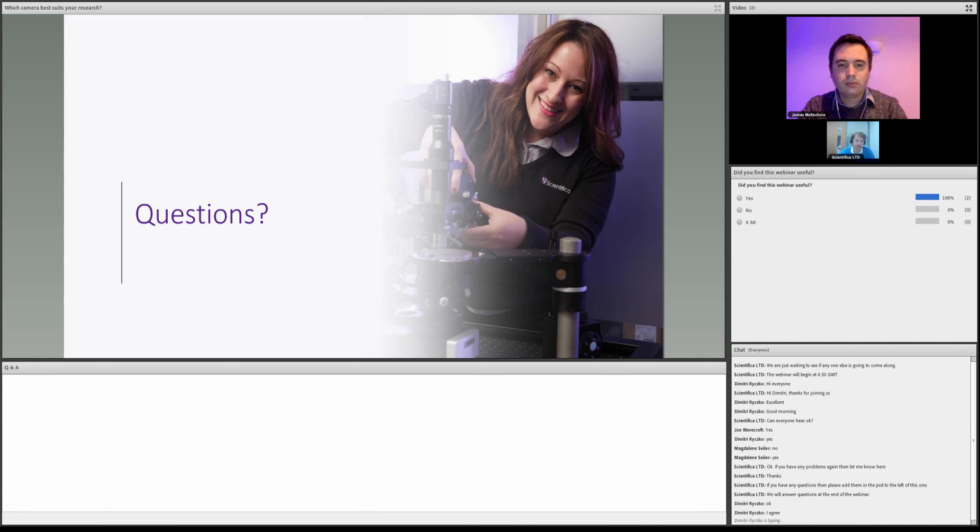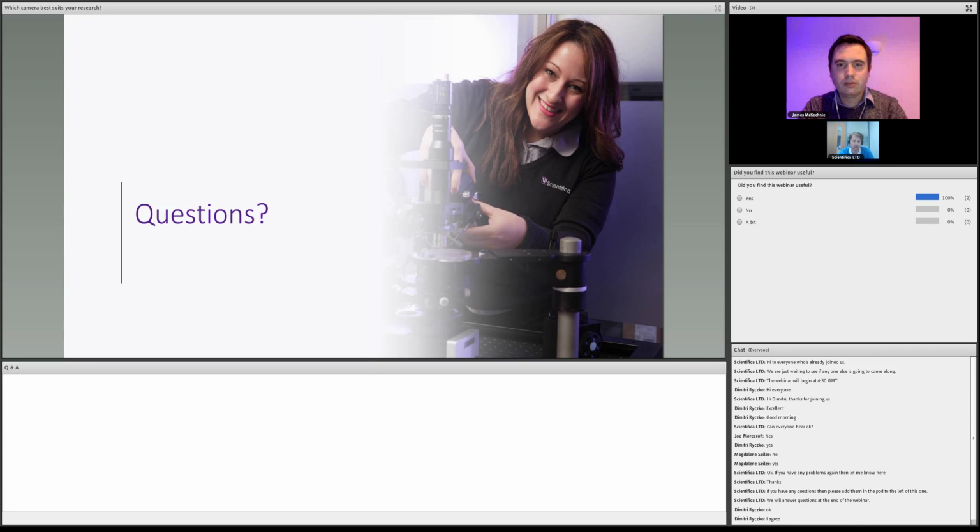Okay, we've got another one here. You mentioned rolling shutter distortion as an example of temporal distortions in an image. Is the reading timing accurate enough that post-image software can correct distortions? Yes and no.